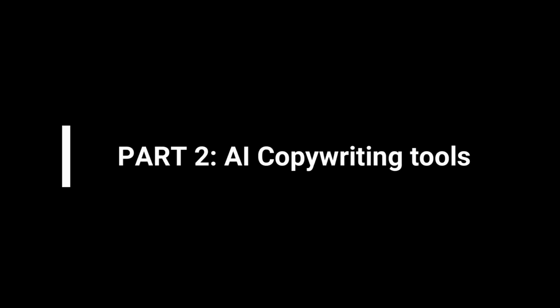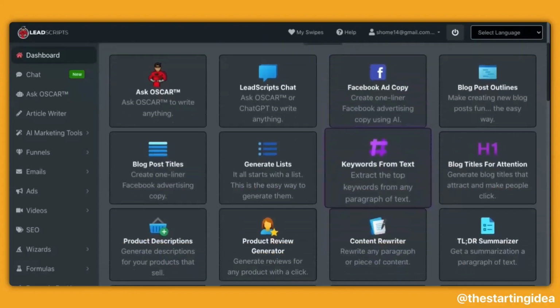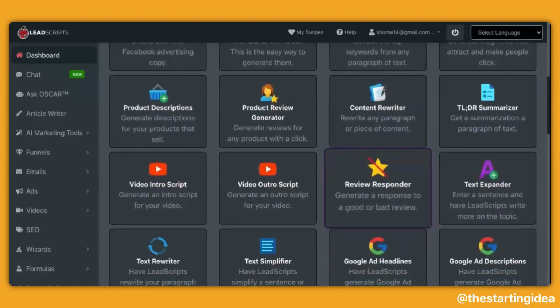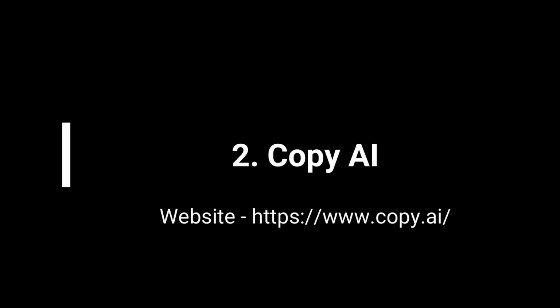Part 2. AI copywriting tools. 1. Lead scripts. This is an all-purpose AI copywriting tool and it's specially useful for creating lead magnets. 2. Copy AI.